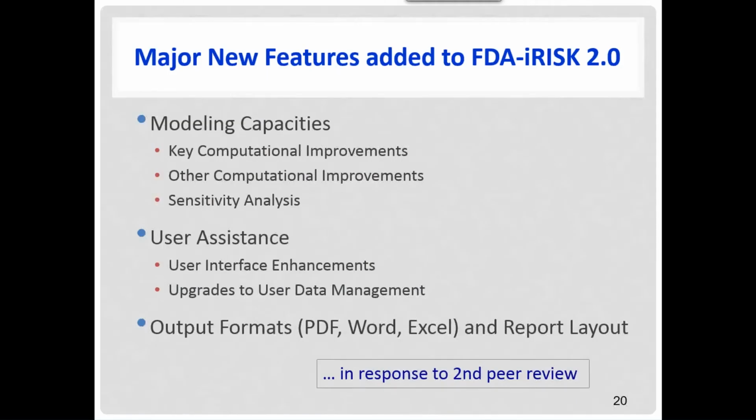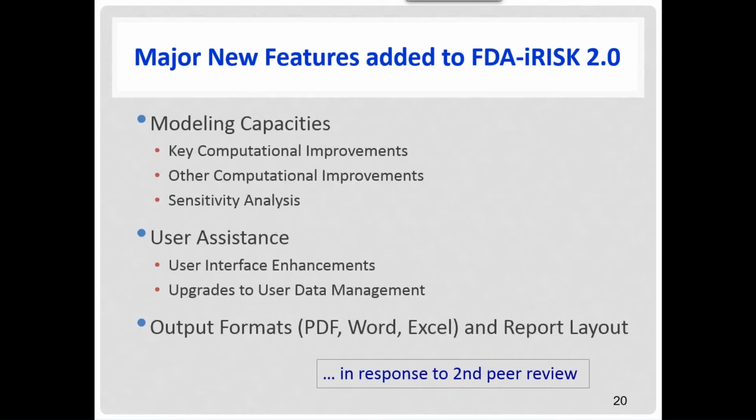We've added major features in 3 areas to expand modeling capacities, enhance the user interface, and improve reporting of results. What you will see in FDA-iRISK 2.0 today is the outcome of efforts to address peer review comments, particularly from the second peer review and the long-term recommendations from the first peer review. We also consider user feedback and questions, including those from the first launch webinar.